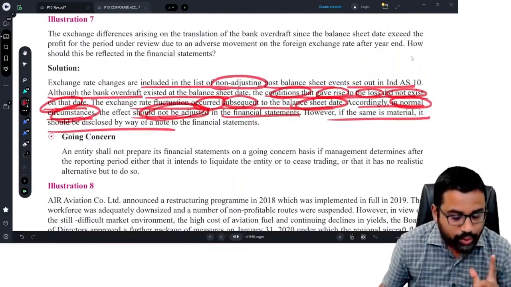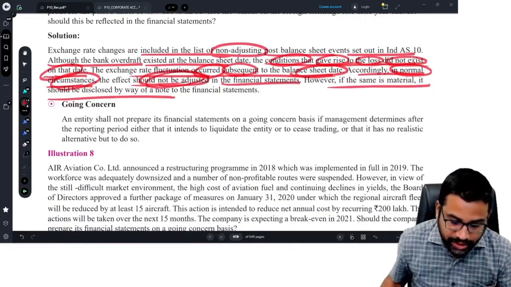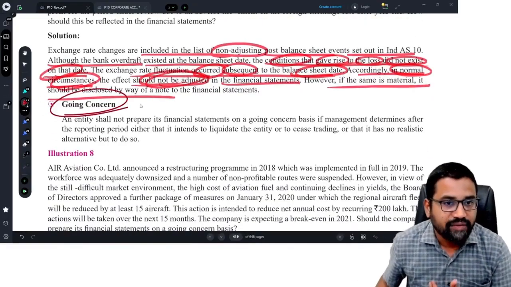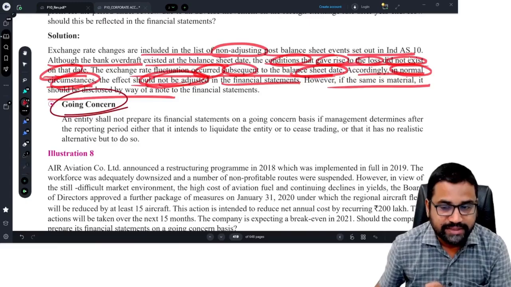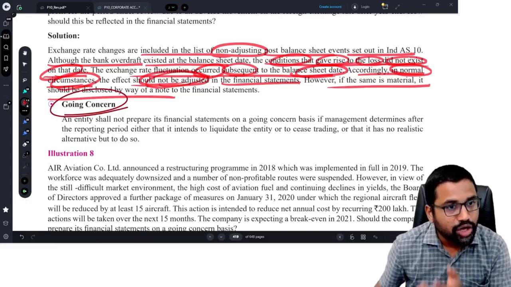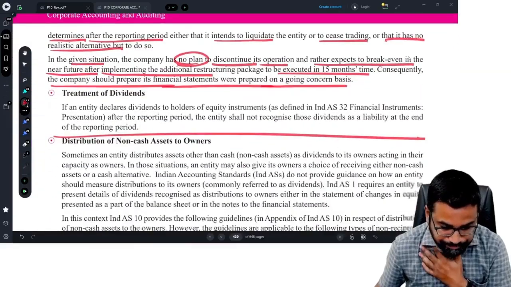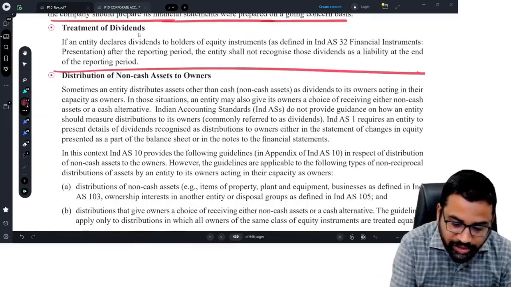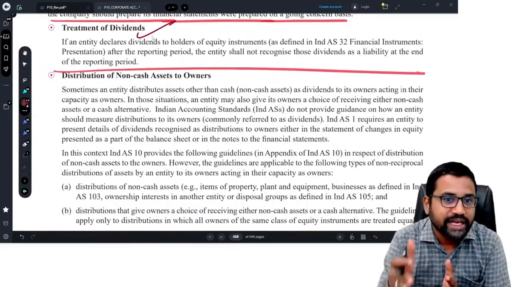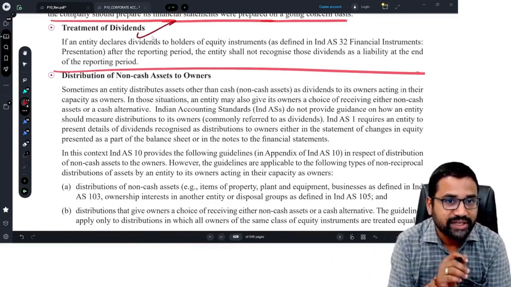Now I told you there are two exceptions, right? One is affecting the going concern. The moment an event which occurred after the balance sheet date affects the going concern assumption, then it is an exception. We have to consider the effect of that in the financial statements. And the treatment of dividend I also told you. Any dividend declared after 31st March is a non-adjusting event.